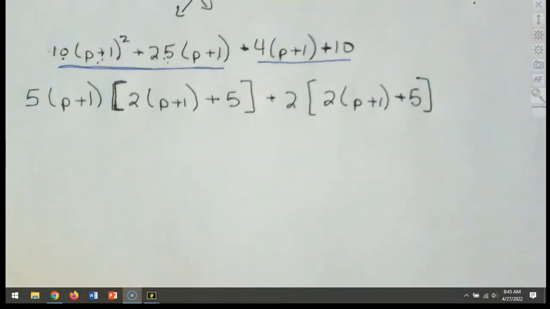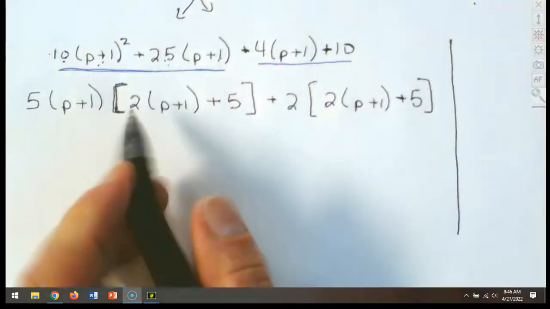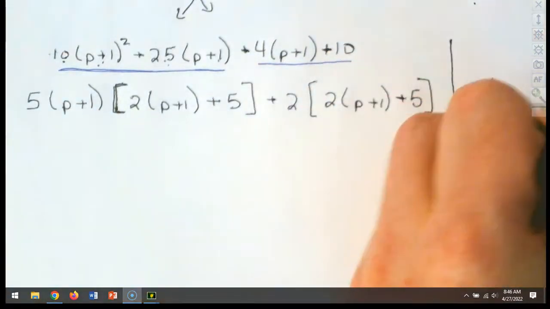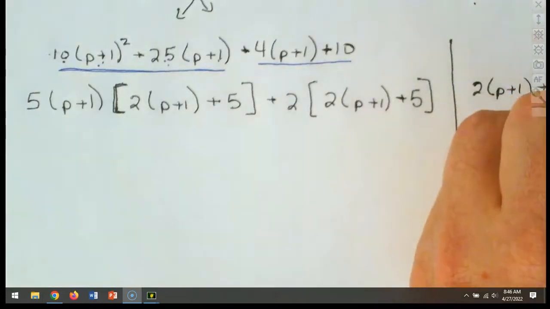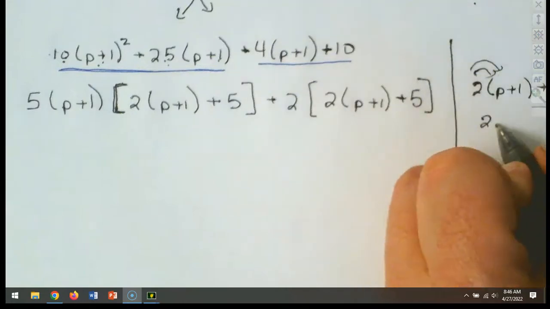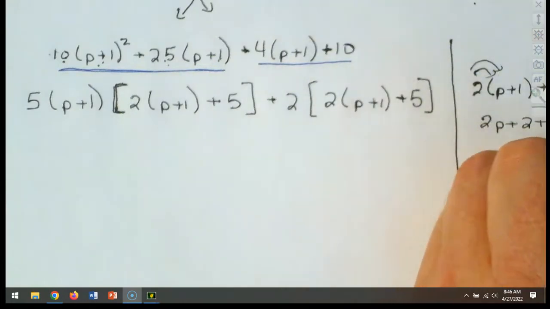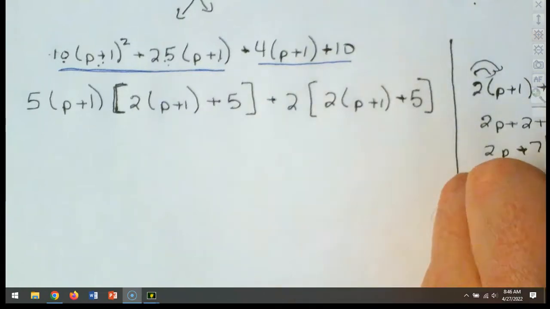Now we need to clean this up a bit, combine things together. So let's go ahead and clean these up. We can clean it up over the side if we need to. These are the same though, right? And what's 2 times p plus 1 plus 5? Well, we'll distribute that 2 through. So that's going to be a 2p plus 2 plus 5, which is then a 2p plus 7.